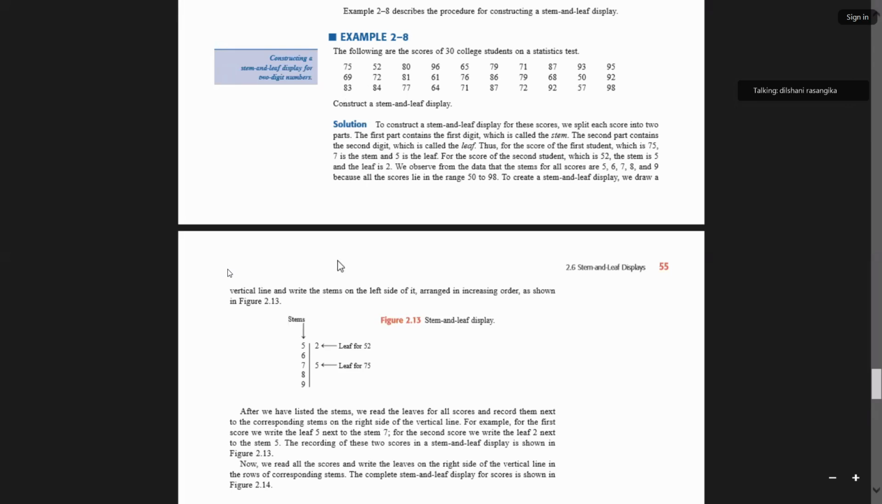Then how do we make that? First, we need to identify what values we need to include as stems. There are 70 values, 60, 80. Then we need to include 70, 60, 80. Then there are 90 values also. And there are 50 values. So then we can take the stems as 5, 6, 7, 8, 9.